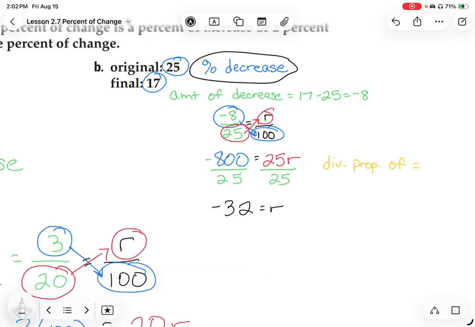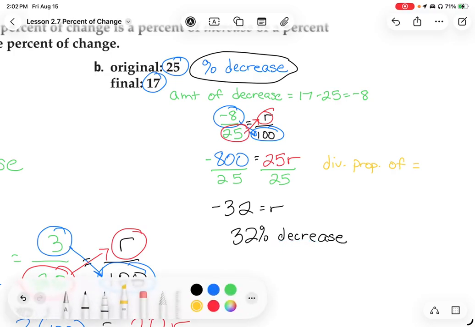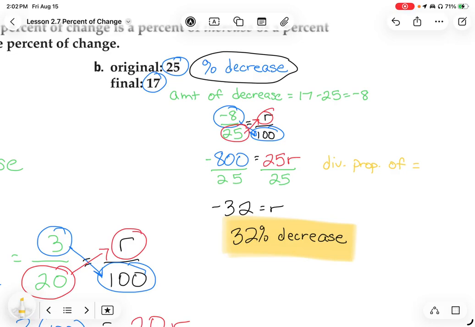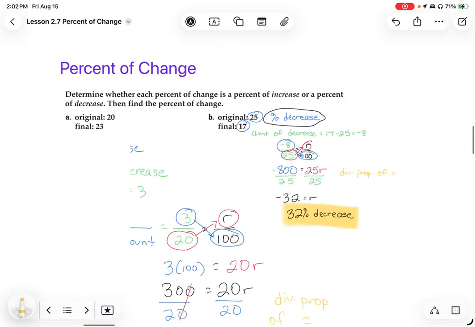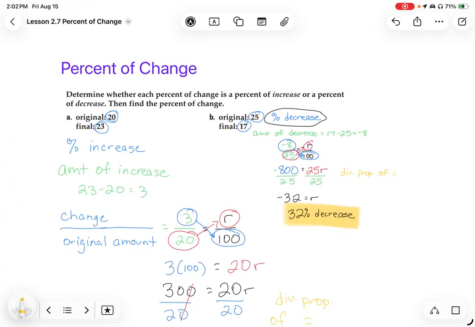And so what we're going to say is that this is a 32% decrease. And there we go. 32% decrease is our answer. So that's percent increase and percent decrease. Both times we set up a proportion with the amount of the increase or decrease over the original equal to r over 100, and a cross product gives us the percent.